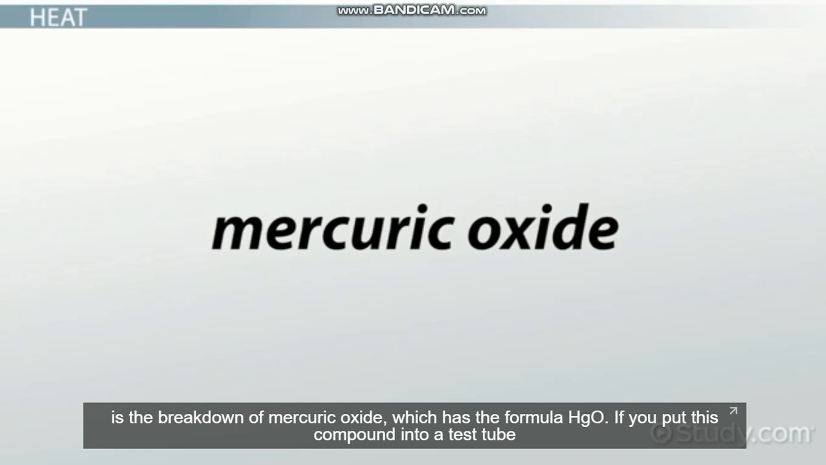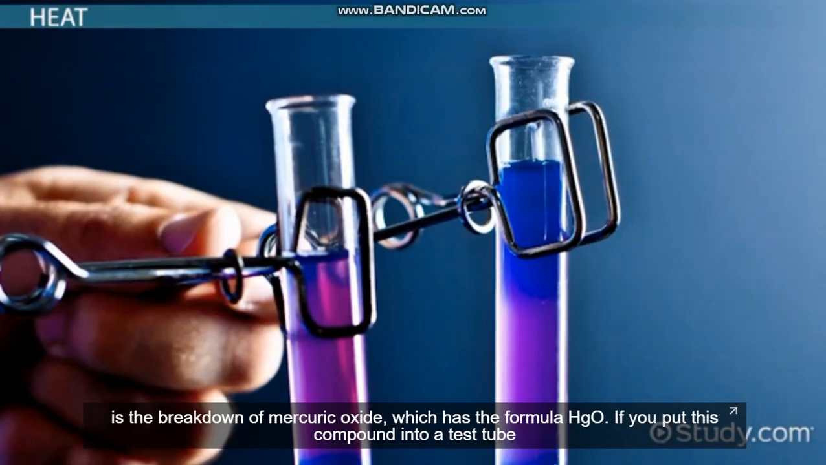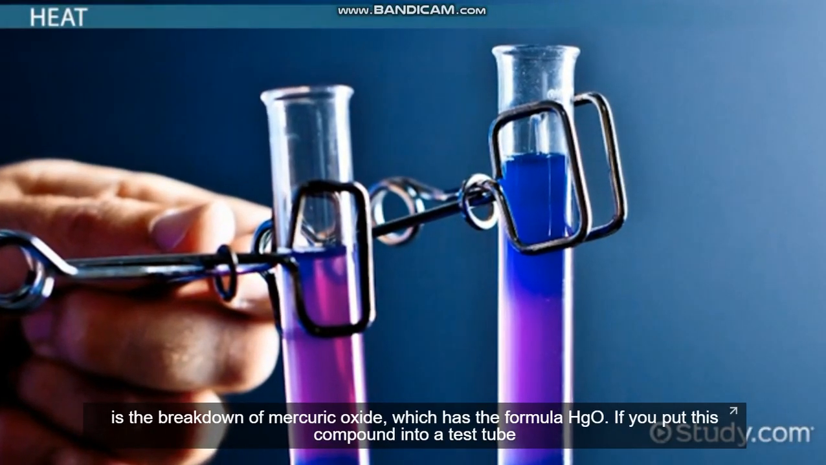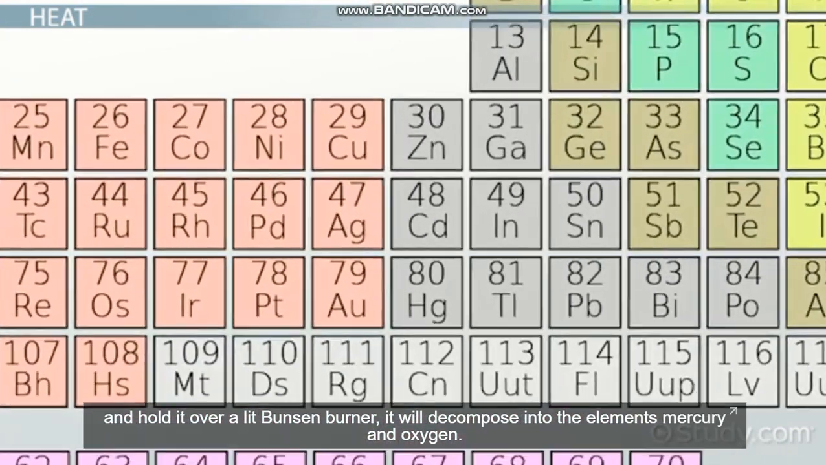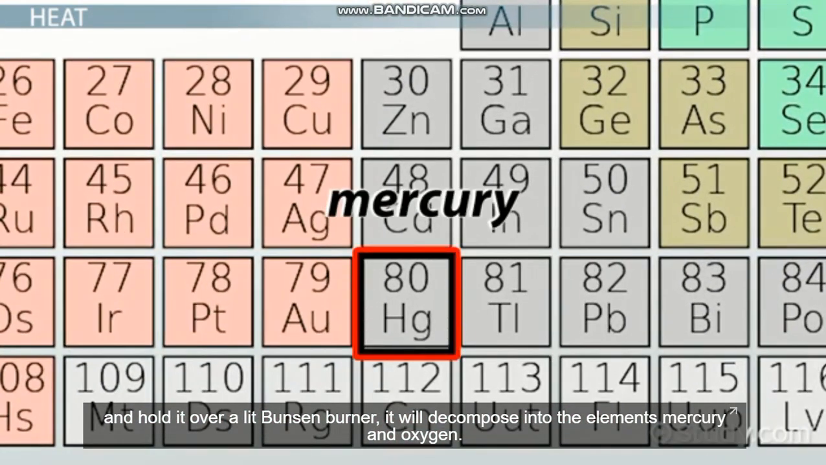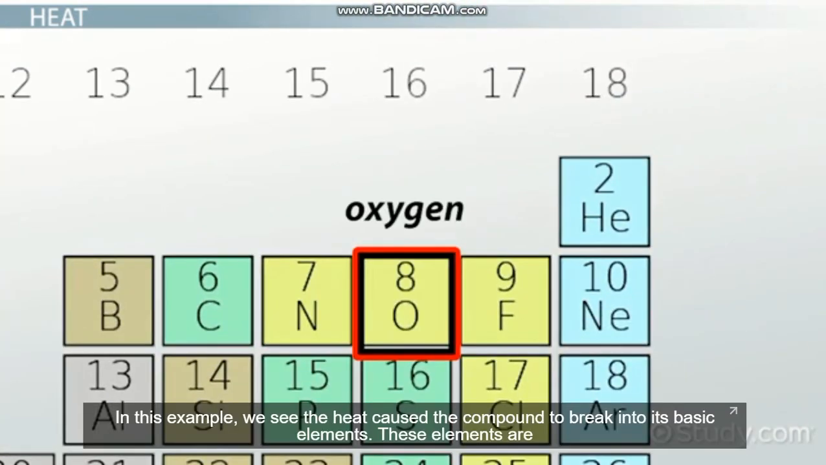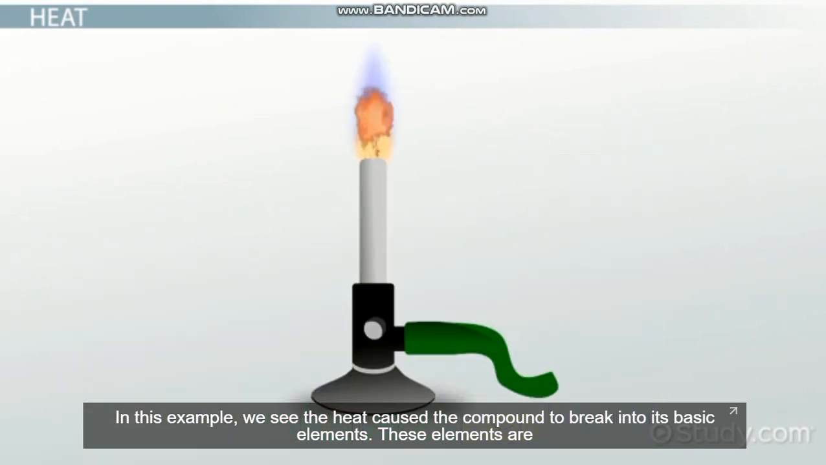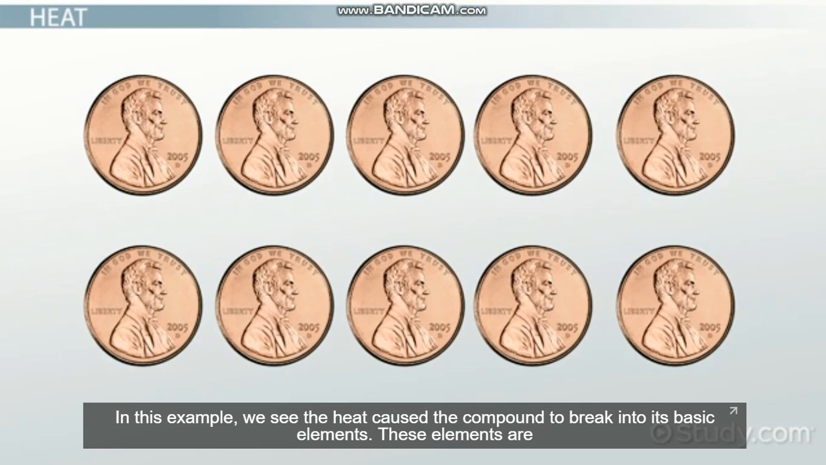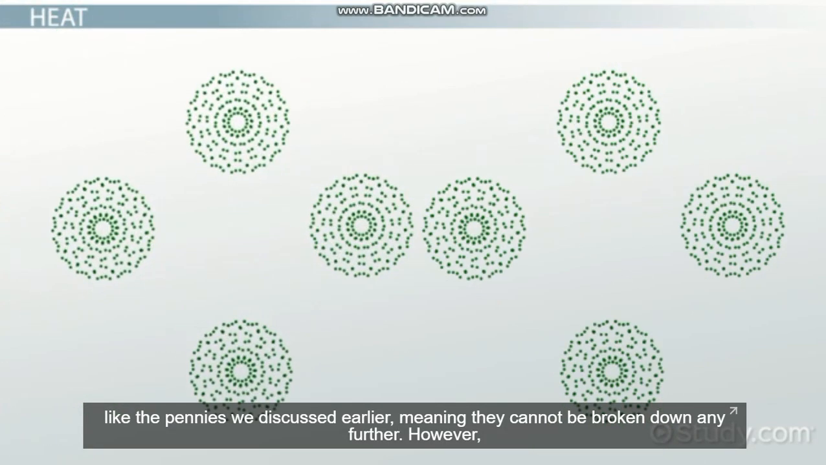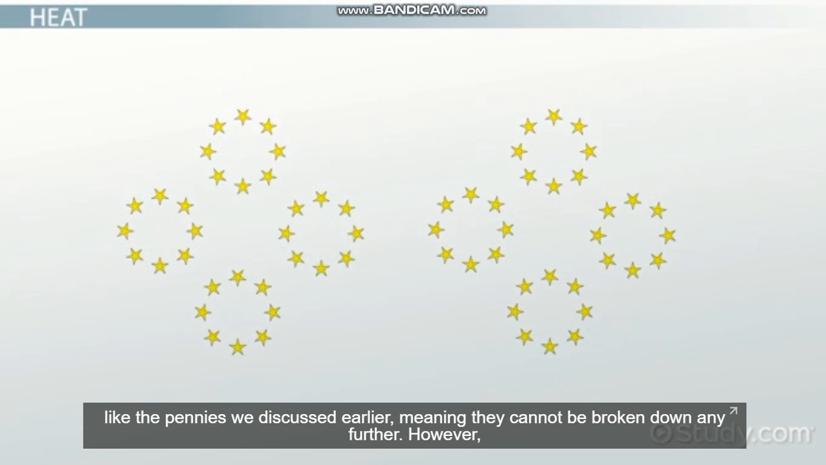One example is the breakdown of mercuric oxide, which has the formula HgO. If you put this compound into a test tube and hold it over a lit Bunsen burner, it will decompose into the elements mercury and oxygen. In this example, we see the heat caused the compound to break into its basic elements. These elements are like the pennies we discussed earlier, meaning they cannot be broken down any further.